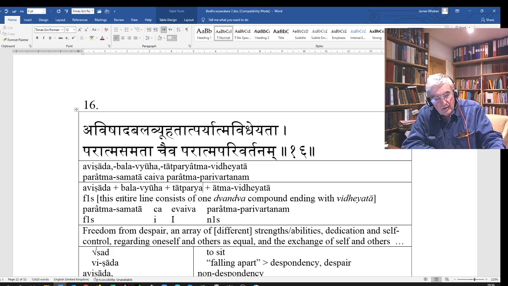So that's it on verse 16. Remember, this is just a list of things, and the verb governing that list, or what you've got to do with that list, follows in the next verse, verse 17.